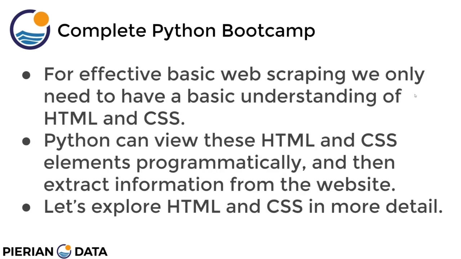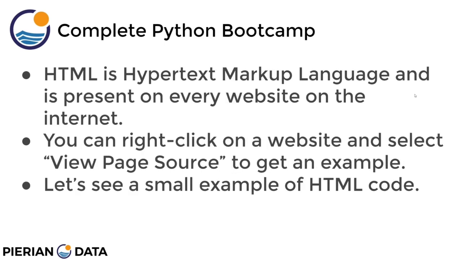As I mentioned, for effective basic web scraping, we only need to have a basic understanding of HTML and CSS. What's going to happen is Python can view these HTML and CSS elements programmatically, and then extract information from the website. So let's explore some example HTML and CSS in a little more detail. And don't worry about fully understanding this right now. We're going to see a lot more examples of this when we're web scraping with Python in subsequent lectures.